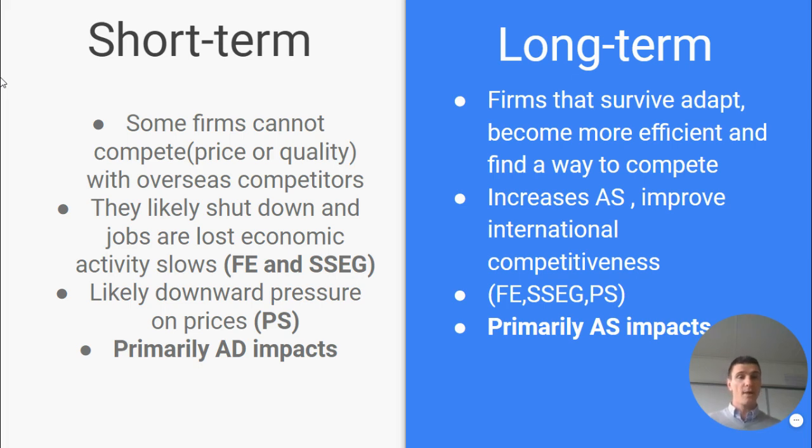In the longer term, as we improve, adapt and become more efficient, our business sector is effectively increasing the capacity of the economy, because we're improving productivity and the quality and quantity of our resources. So it's just like an aggregate supply argument. It improves our international competitiveness and allows us to achieve all three goals in the long term. Primarily aggregate supply impacts there. So just remember, short term and long term are very different for trade liberalisation.